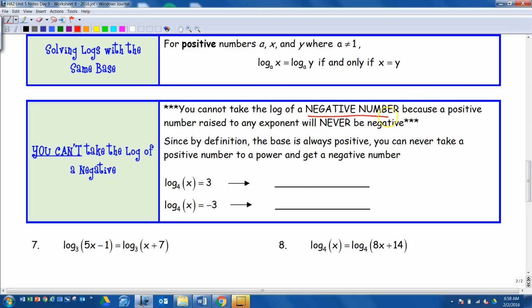You cannot take a log of a negative number, because a positive number raised to any exponent will never be negative. That's why the domain is always greater than 0. Since by definition, the base is always positive, you can never take a positive number to a power and get a negative number. Okay? Like this. We get 4 to the third. That gives you 64. 4 to the negative third gives you 1 over 64. We'll never get a negative number. Okay? So, let's keep going then.